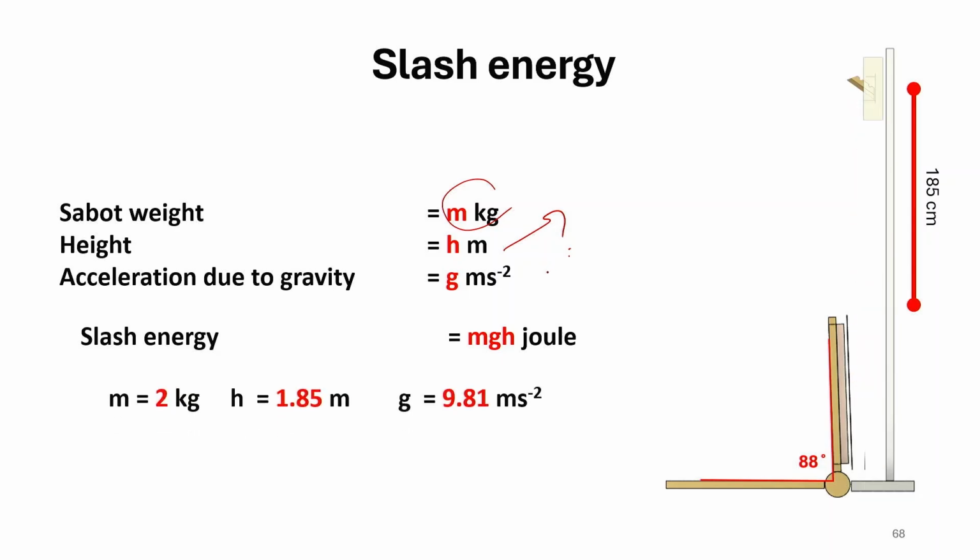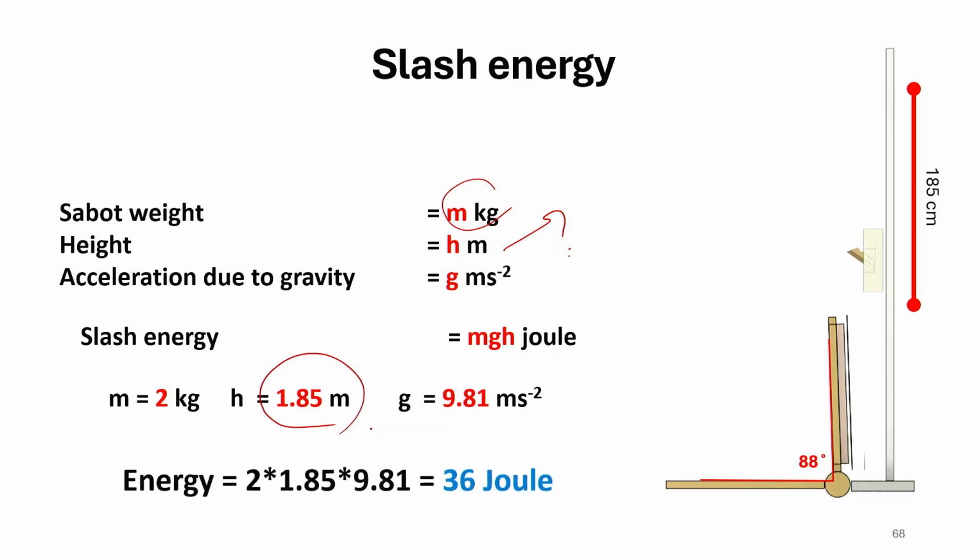In joules. At this point the height we have kept is 1.85 meter and the mass is 2 kg, and g is 9.81. From there we can calculate the sabot energy of 36 joule. So, 36 joule is our slash energy.